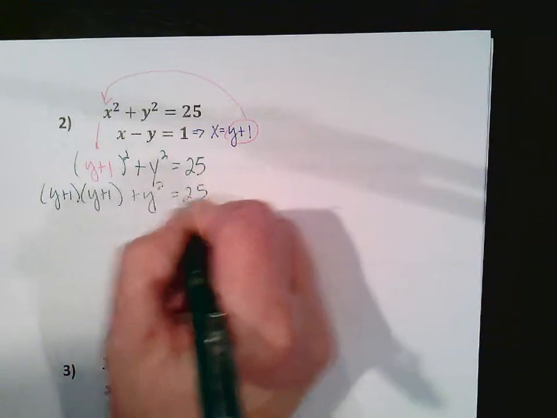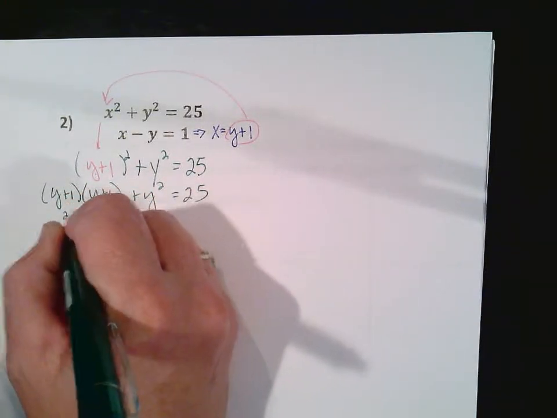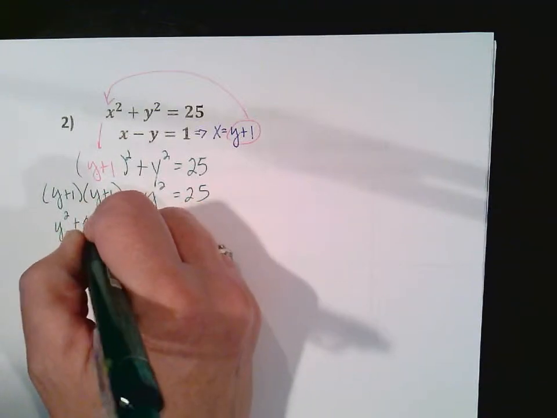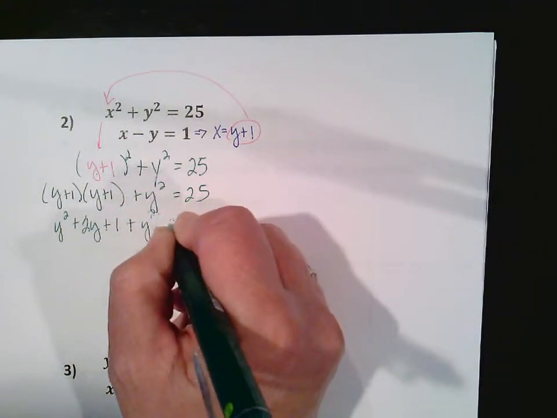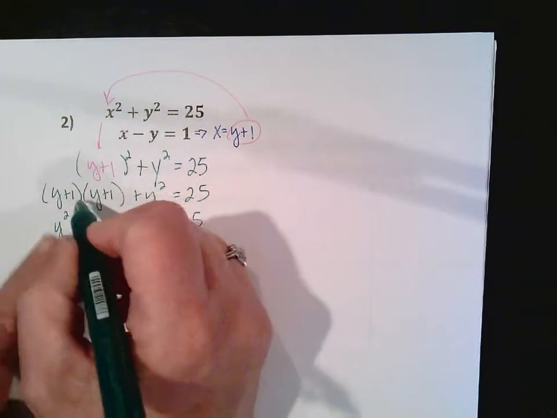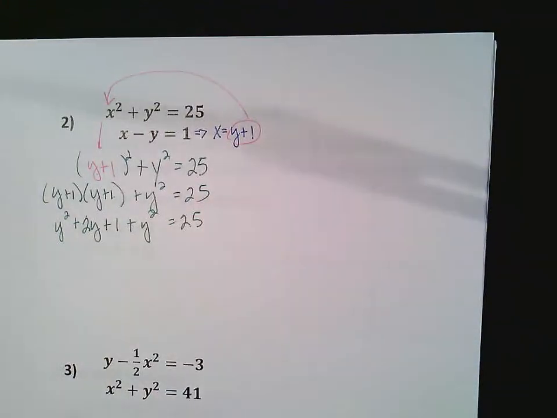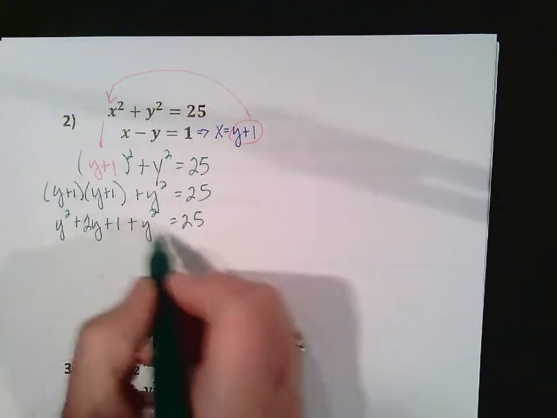So I'm going to FOIL these, and if you multiply these out, you get y squared plus 2y plus 1 plus y squared equals 25. Okay, and I FOILed that. I had 1y and 1y, which I combined to 2y, just went right to combining the like terms. Now on this side, I'm combining like terms.